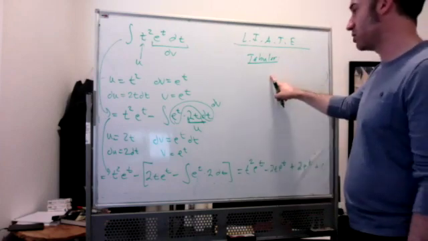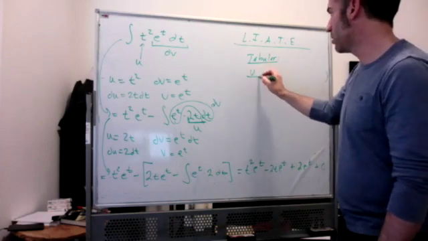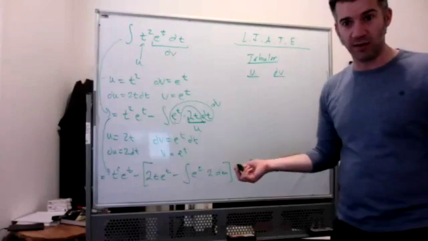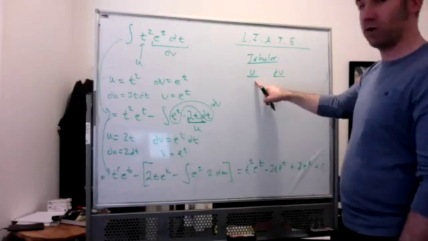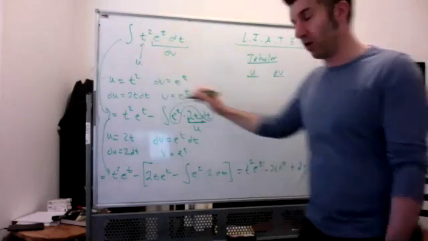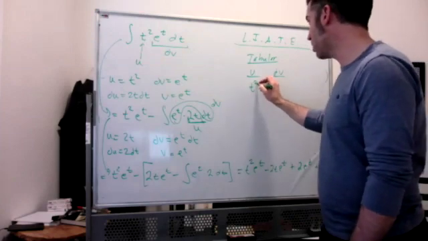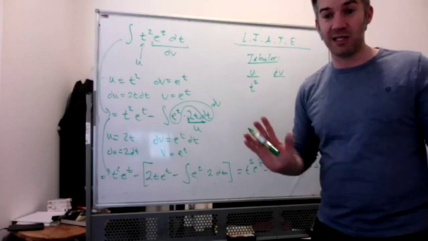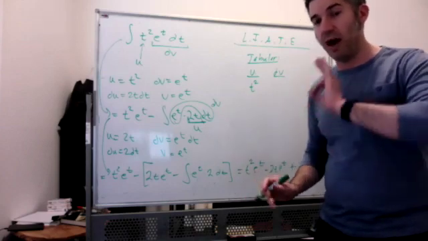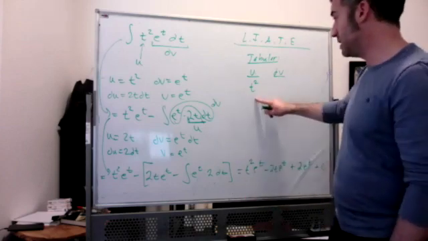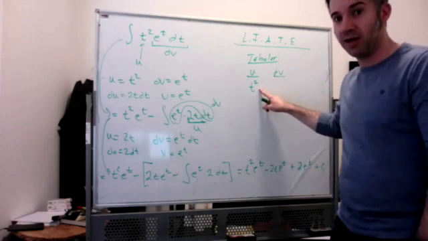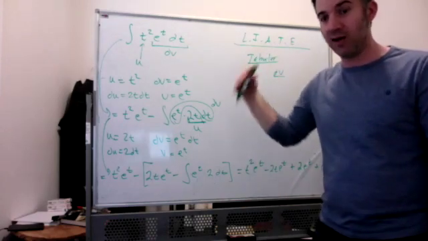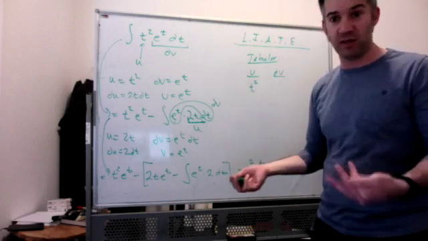So for tabular integration, you make a table or columns with your u and your dv. So our choice for u in the first integral was t squared. So on the u column, you write all the derivatives, all the way down to 0. So this is why you have to be picking u to be t to a positive integer power. Because x to a positive integer power is the only kind of function whose derivative is eventually 0.